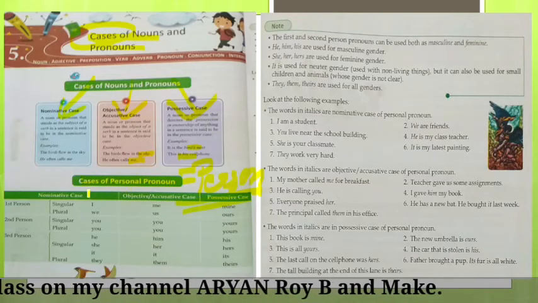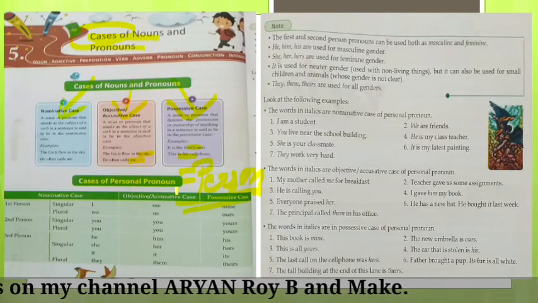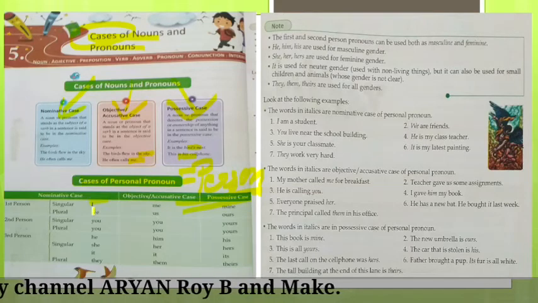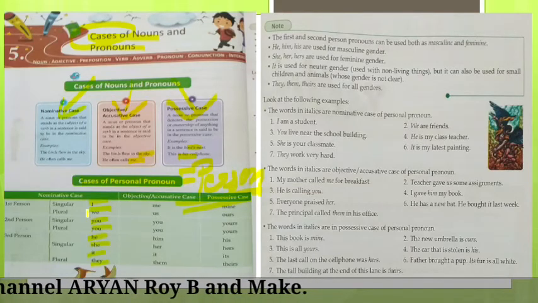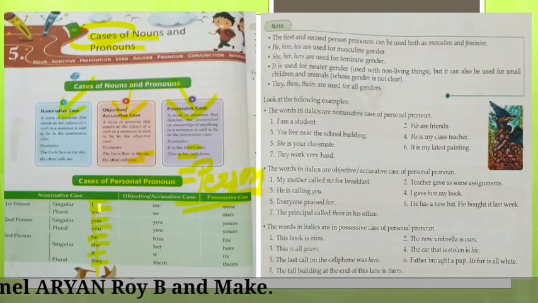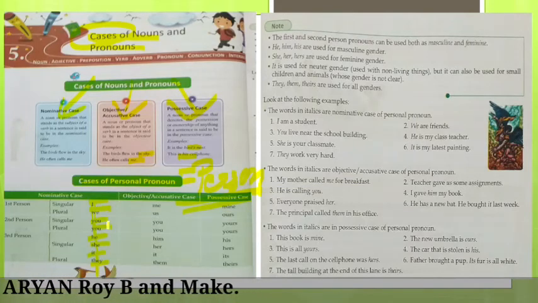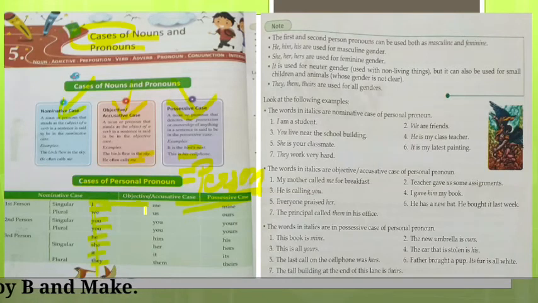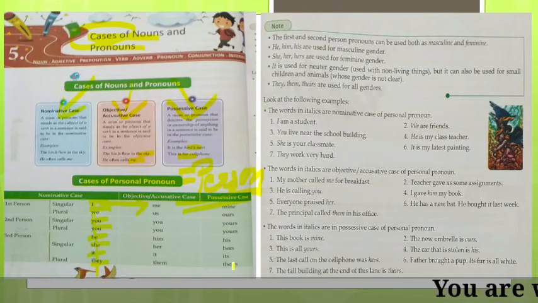Now we are going to move to the next segment, cases of personal pronoun: nominative case, objective case and possessive case. Here you can see I, we, you, he, she, it, they, all of them are examples of persons. First person singular, first person plural, second person singular and plural, third person singular, third person plural. And now the objective case, when they become the object: me, us, you. And the possessive case means ownership: mine, ours, yours, his, hers, its, theirs.